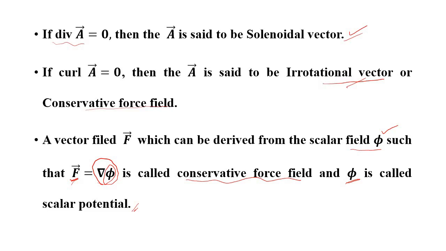Now the curl of a vector A. The curl of a vector A is a determinant. The first row represents i, j, k. The second row represents the coefficients of i, j, k in del, that is, the vector differential operator. And the third row represents the coefficients of i, j, k from the given vector. Expand that determinant and you get the curl of the given vector. If the curl of vector A is 0, then we call that vector an irrotational vector.